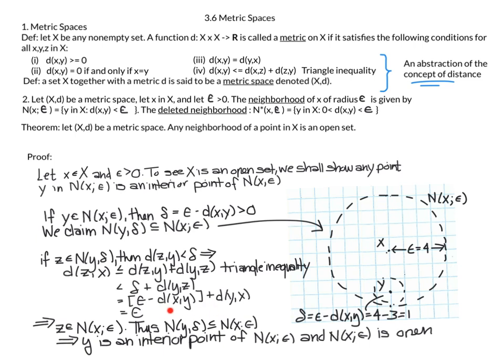So what we have is the neighborhood of y with delta is a subset of the neighborhood of x with epsilon, and y is an interior point of the neighborhood of x with epsilon. And since it's an interior point, we can see that any point in the neighborhood is an interior point. Hence, by definition of an open set, the neighborhood of x with radius epsilon is open.